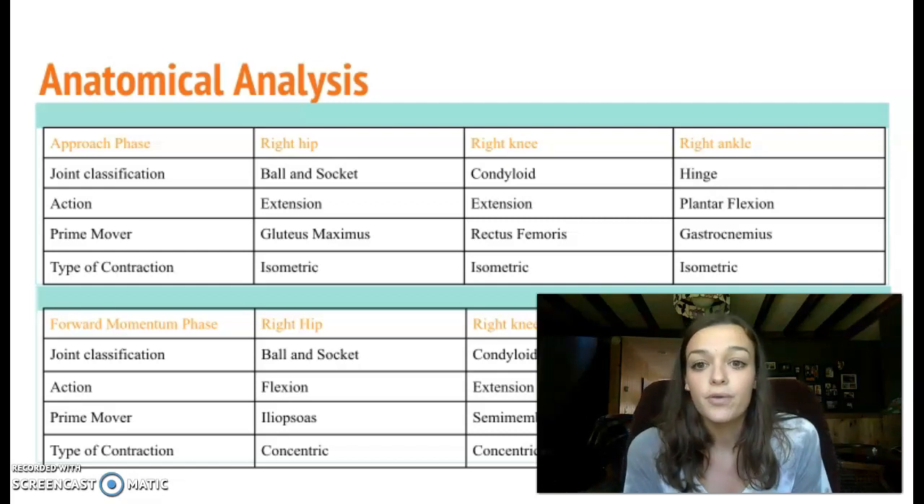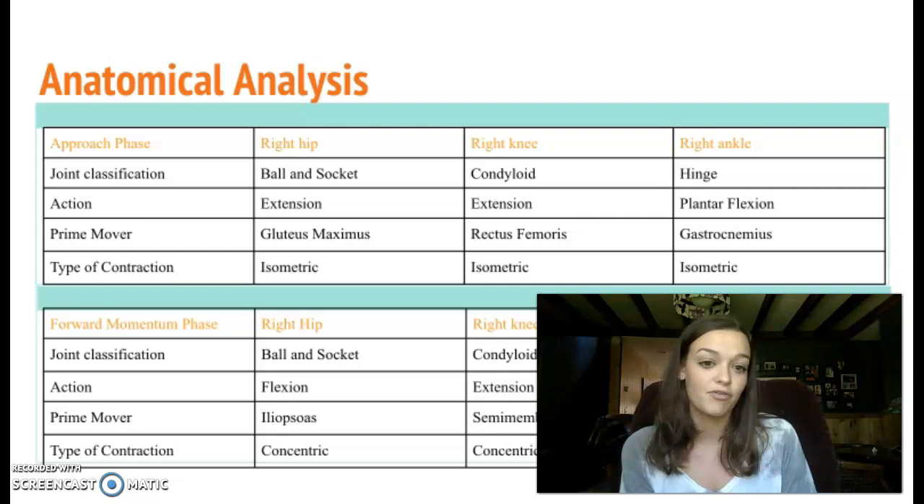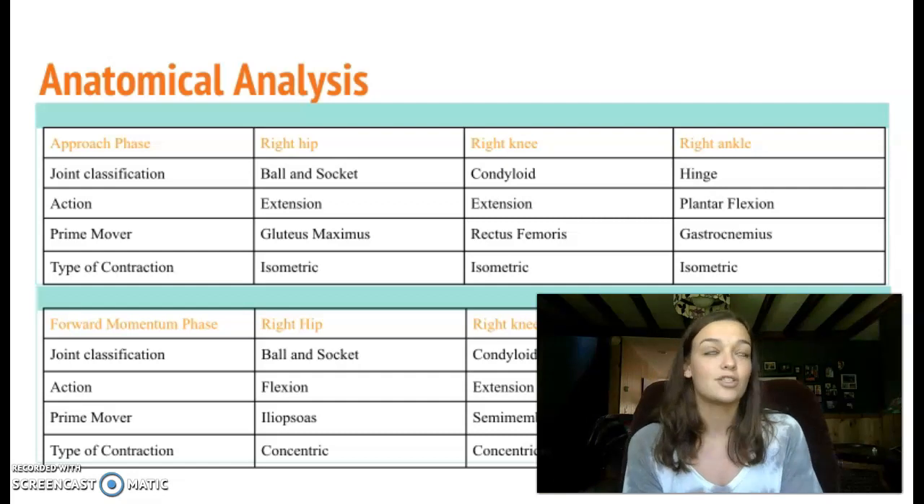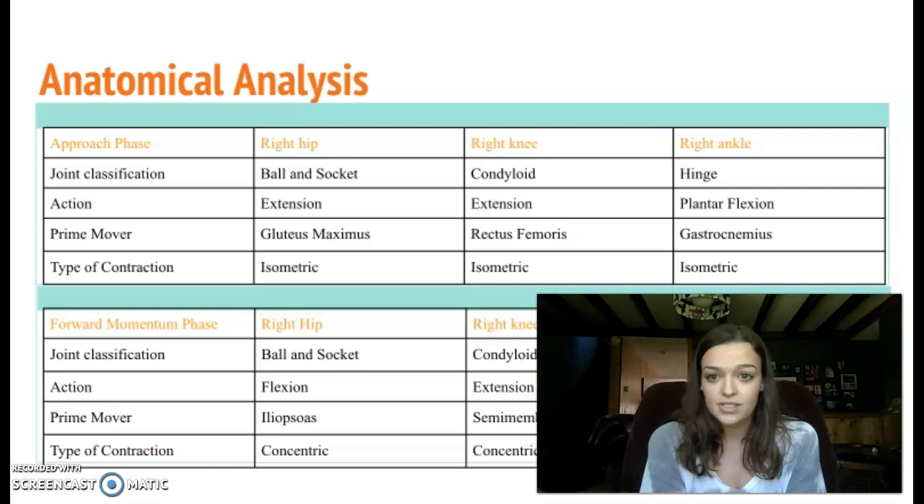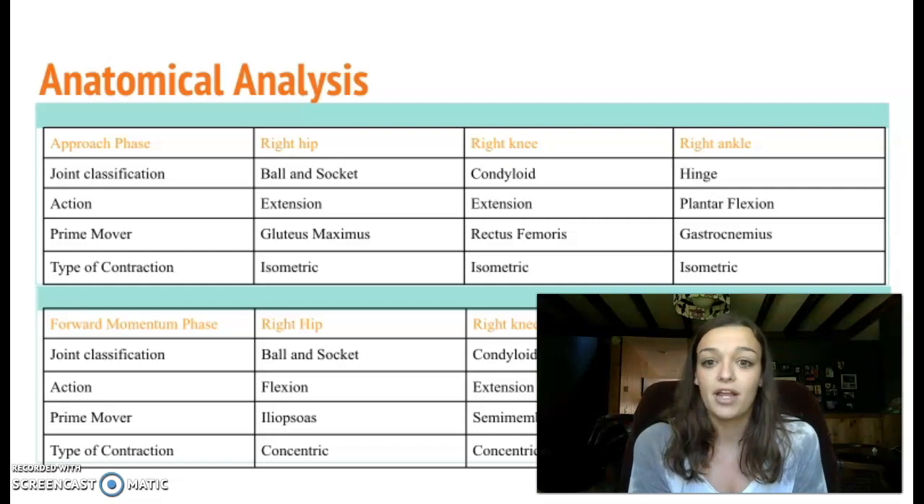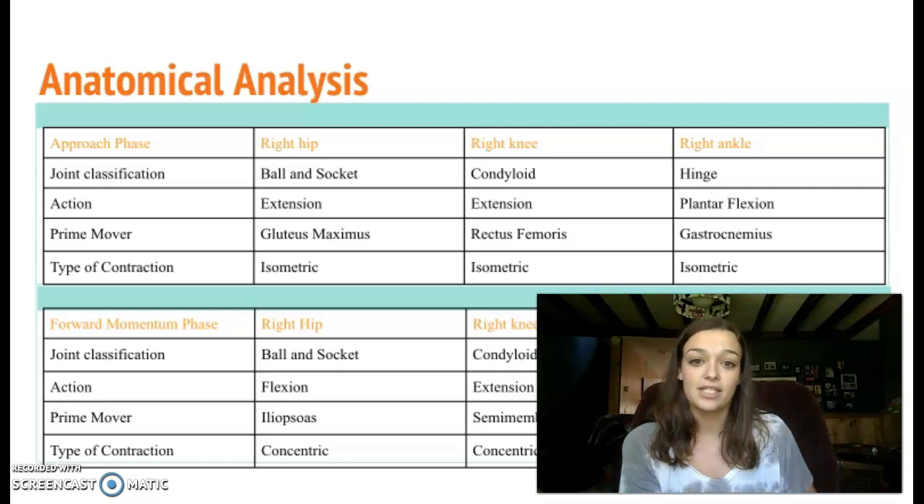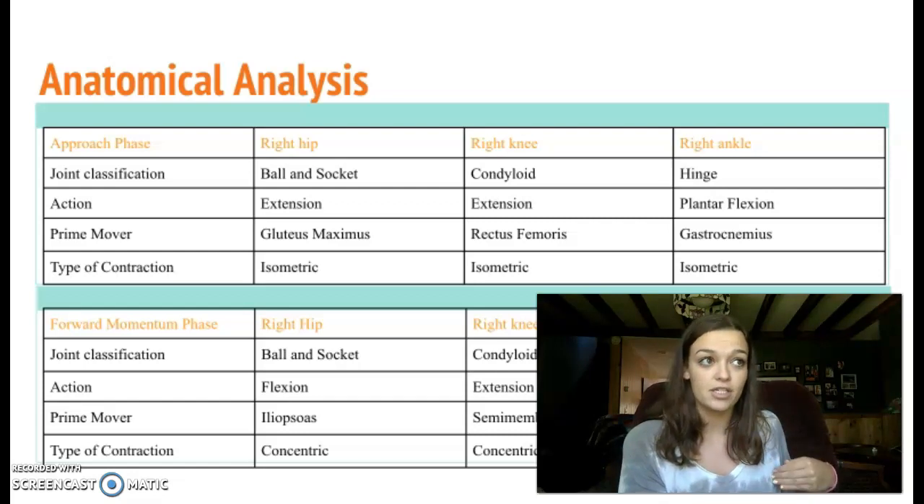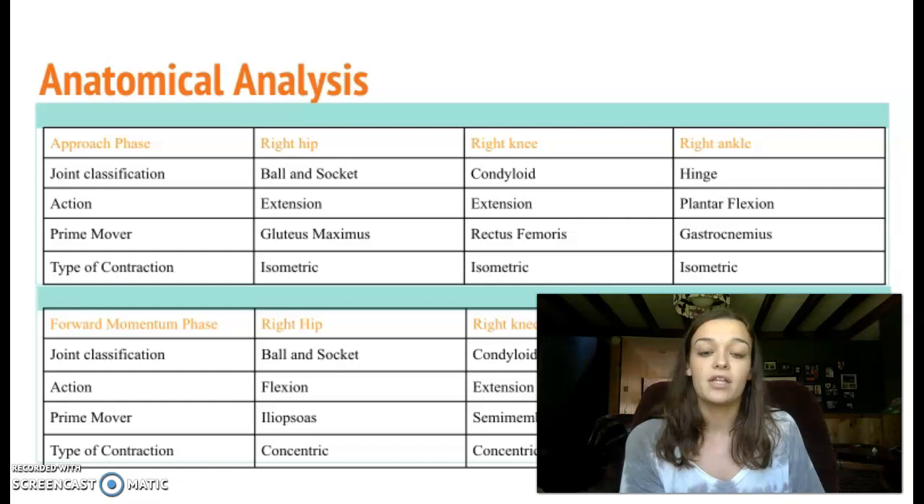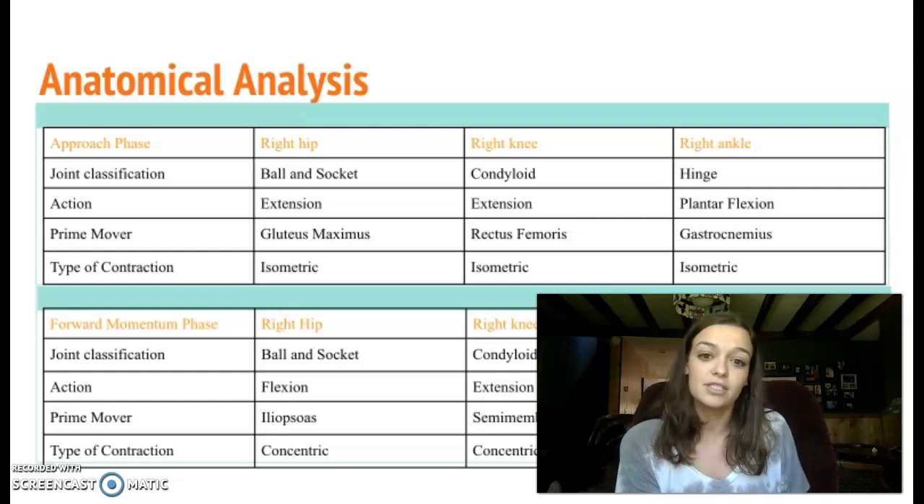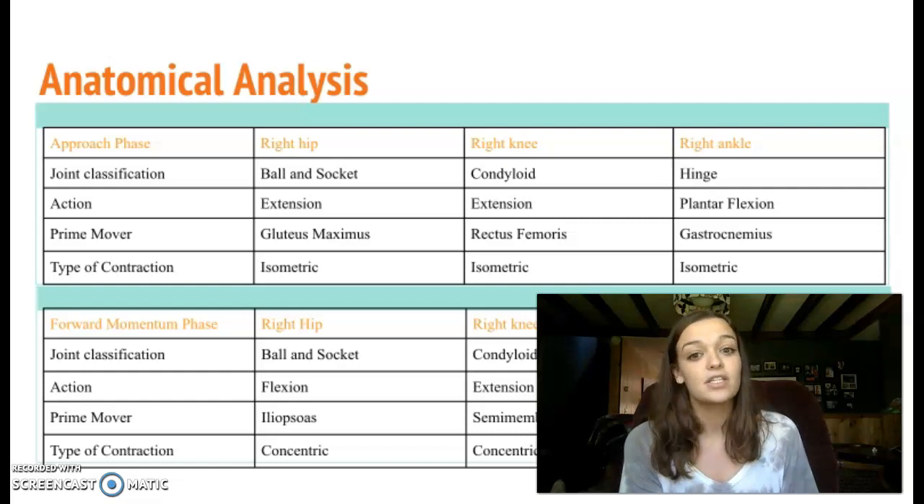So I also broke it down into just 3 phases instead of all of them, also for the sake of time. So in the beginning, the approach phase, the right hip is going to be extending as well as the right knee, bringing it back, getting ready for the forward momentum, and the right ankle is going to be plantar flexed, and all the contractions in this phase are isometric.